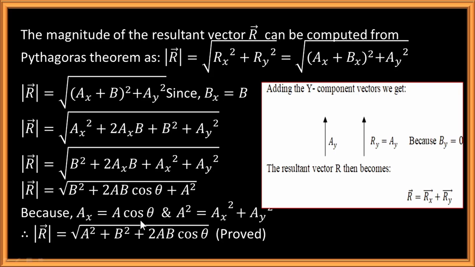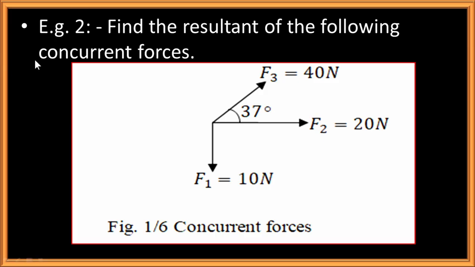Have you seen it very well? Good. Let us continue. Let us take another example. Find the resultant of the following concurrent forces. Three forces are acting at the same point. Hence, these three forces are concurrent forces. F1 in the downward direction, F2 to the right, and F3 making an angle of 37 degrees to the horizontal. The magnitudes are F1 10 Newton, F2 20 Newton, and F3 40 Newton. These are concurrent forces. Let us find the resultant of these three forces.